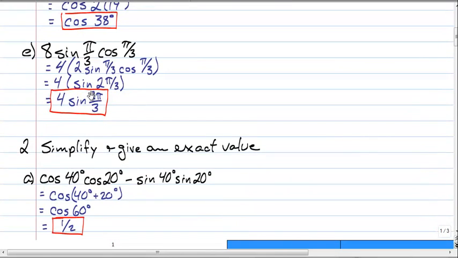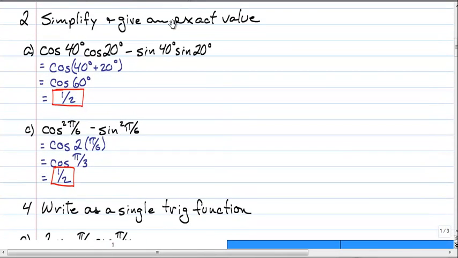In E, 8 sine A cos B doesn't look like anything, but you should notice somewhere that 2 sine A cos B does look like something. So if I factor out the 4, or 4 out of the 8, I get 4 times 2 sine of pi over 3 cos pi over 3. I figure out what the identity is there, sine of 2A, or 2 times theta, and then I calculate.